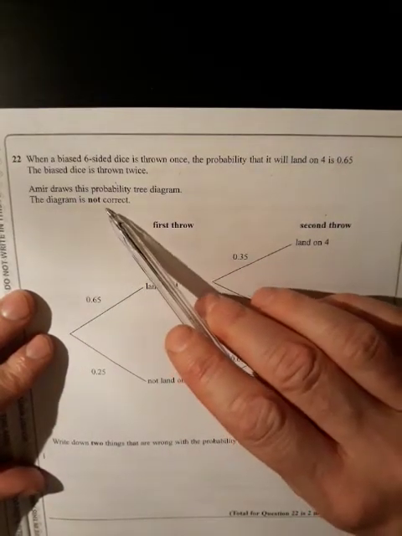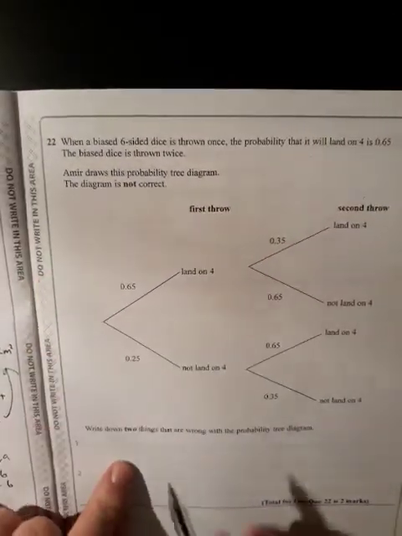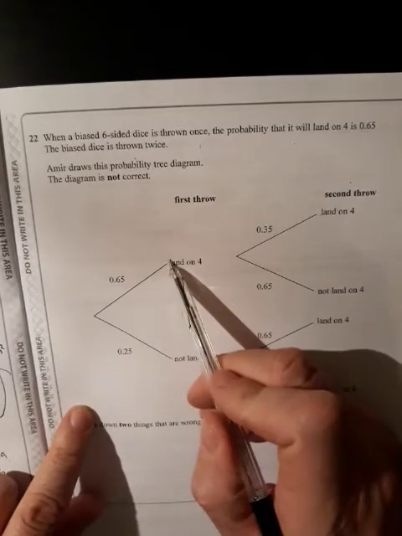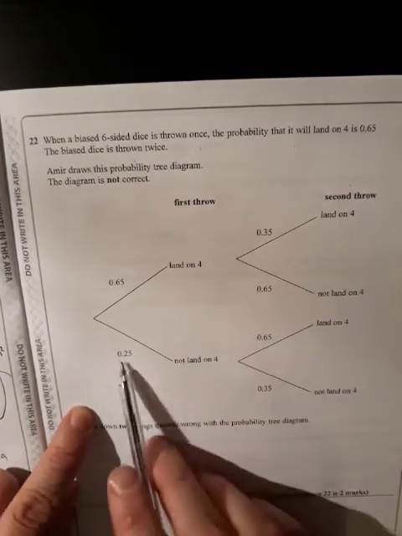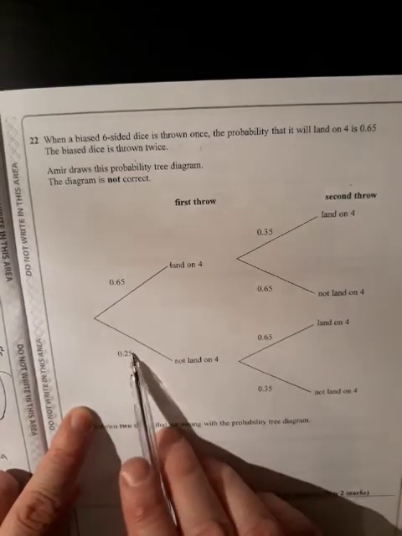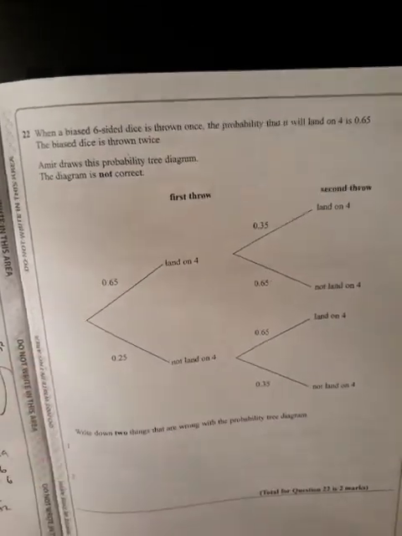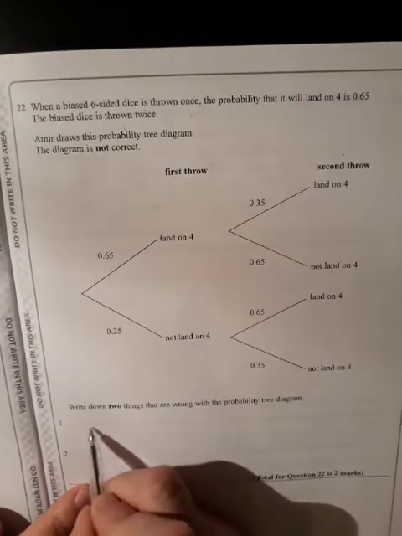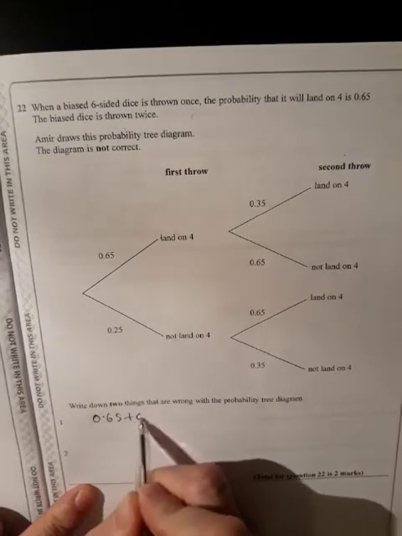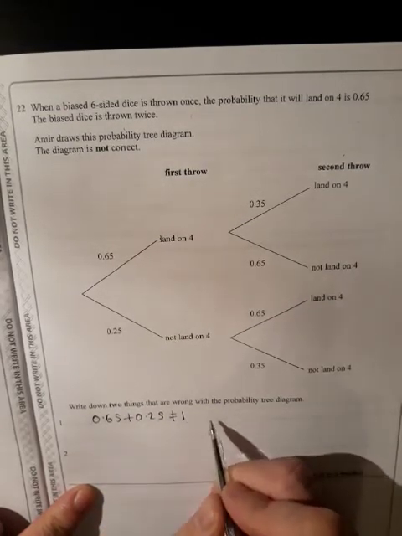Amir draws this probability tree diagram. The diagram is not correct. Let's have a look. Probability of landing on a 4 is 0.65, that's correct. But that means the probability of not landing on 4, well, that's definitely not right, is it? Because these two should add up to 100%, or 1, if it's as a decimal. So it says write down two things that are wrong. We could say 0.65 plus 0.25 do not equal 1.